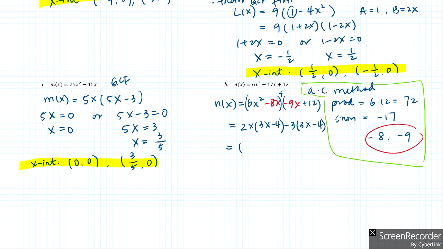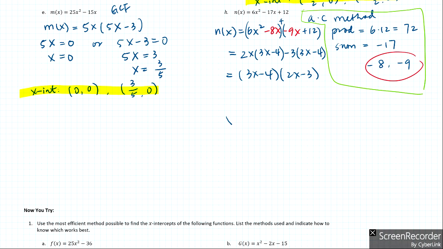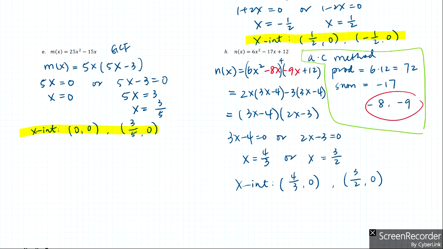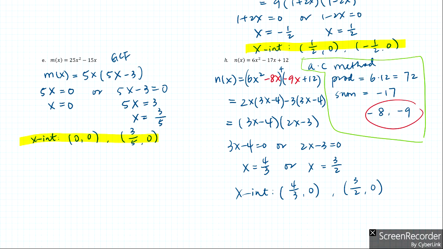Once we have this, 3x minus 4 becomes a common factor between the two, and then we have 2x minus 3 left. To find the x-intercepts, we set each one to be 0: 3x minus 4 equal to 0, or 2x minus 3 equal to 0. Therefore, x equals 4/3, or x equals 3/2. Therefore, our x-intercepts are going to be 4/3 comma 0, and 3/2 comma 0, like this. And that's how we can find the x-intercepts for this one. In this case, the AC method does work.